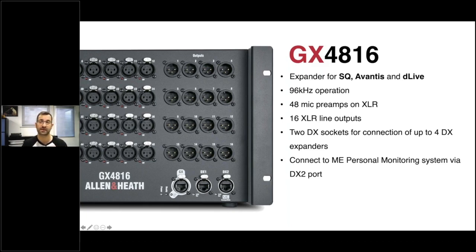So I could put a DX32 or a DX168 on each of these ports and have up to 32 by 32 IO on each of these ports. So that gives you a lot of capability in terms of inputs and outputs. It also allows you to have maybe the GX4816 side of stage and take a couple of smaller stage boxes out, one for the drum riser and one for front of stage, for example. So it's a really nice and practical way to distribute your IO.